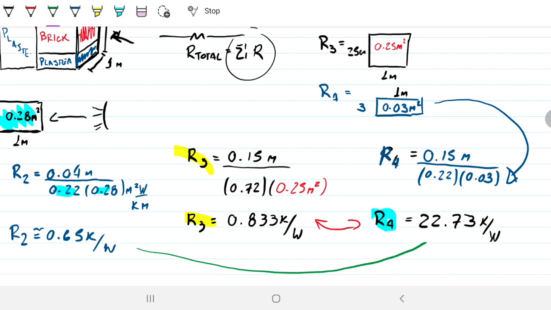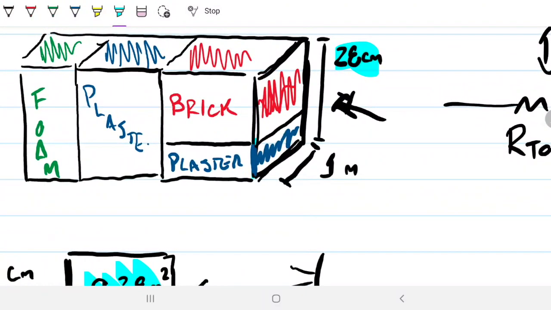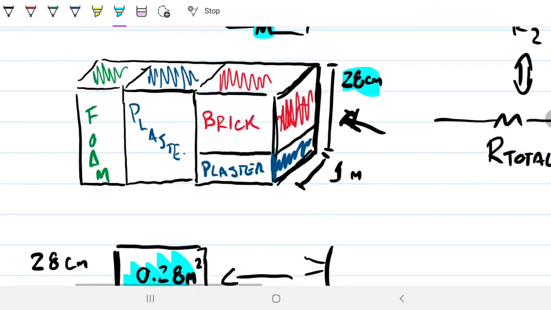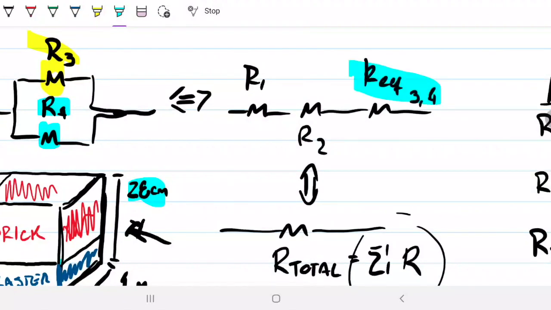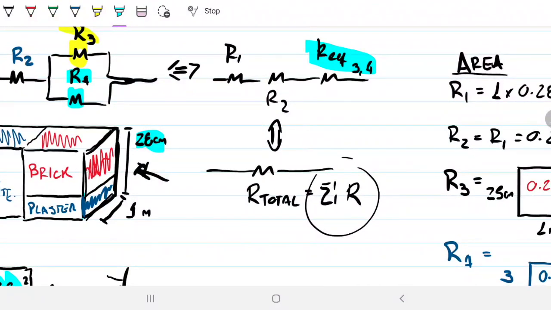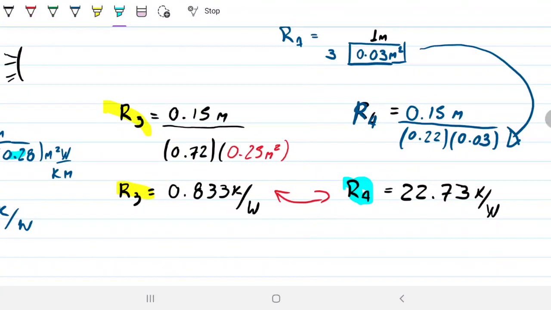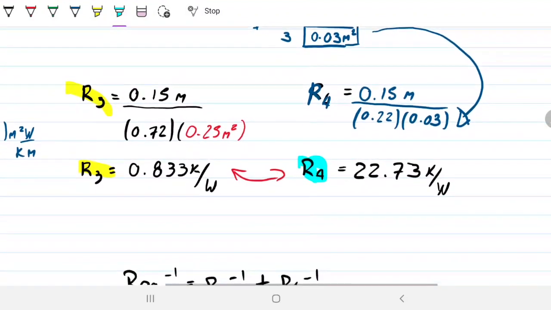The other thing to compare is R3 and R4, because they're a system in parallel, right? So when the heat reaches this point here, it can split up and choose pretty much where it wants to go. And it's so much easier for it to go through the brick than through the plaster. So the equivalent for 3 and 4 should be way closer to the brick, which is like a highway, an open avenue for heat to go through, than to the plaster, which is a hard road to go through, right?